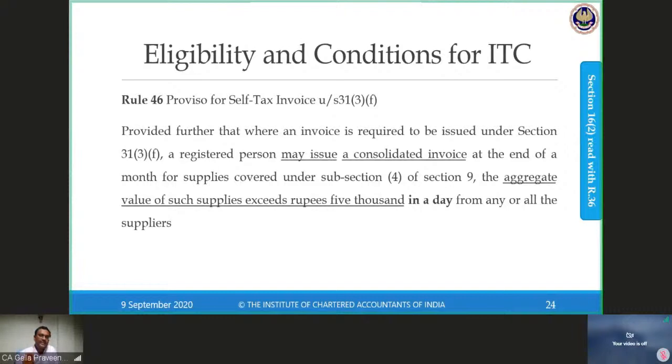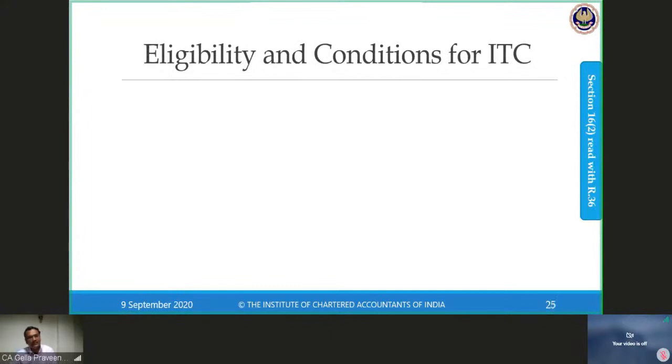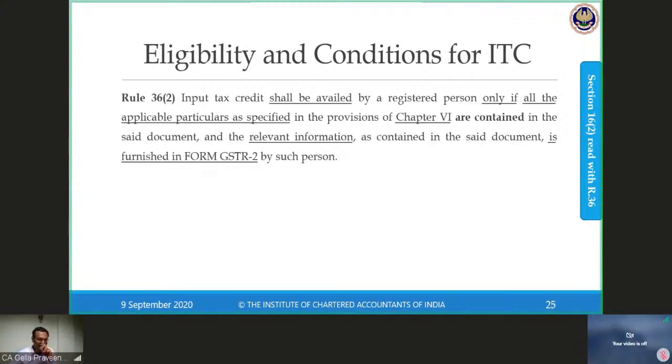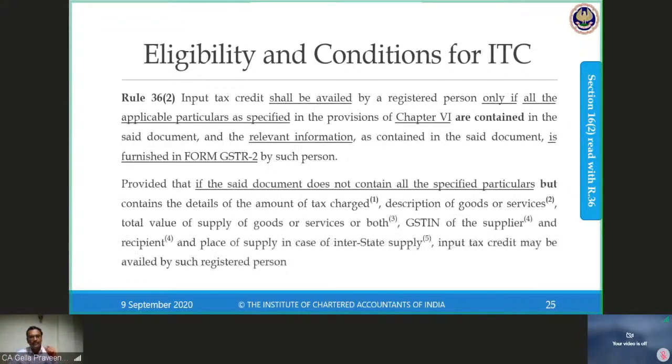So GST law says that if you want to take the input tax credit, you should have this document called a self-tax invoice. Without that, I cannot take my input tax credit. Next, Rule 36(2) says input tax shall be availed by a registered person only if all the particulars are available in that particular document. Now I'll quickly go through that. You can see the proviso. As of today, if you see any document, tax invoice, self-tax invoice, debit note, import document, ISD, any of these five documents, look at my second para. The document should contain, may not be all the details, but these five details are compulsory.